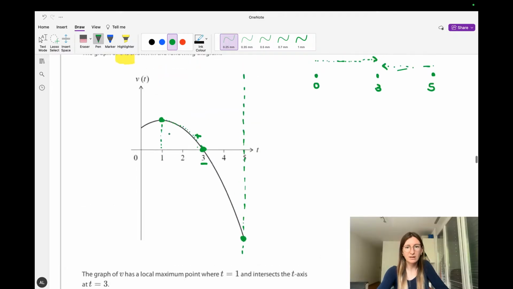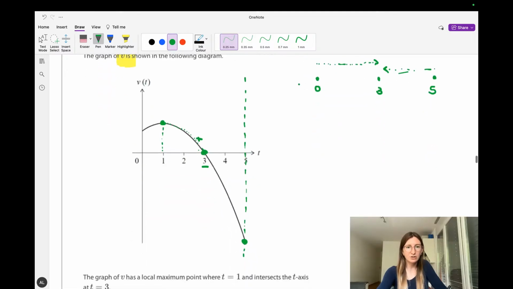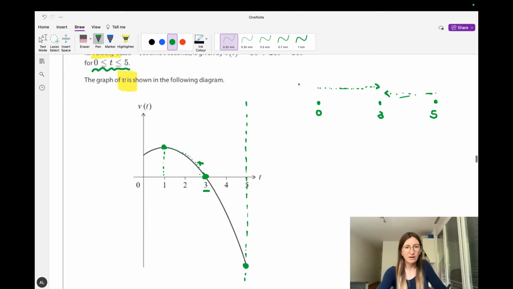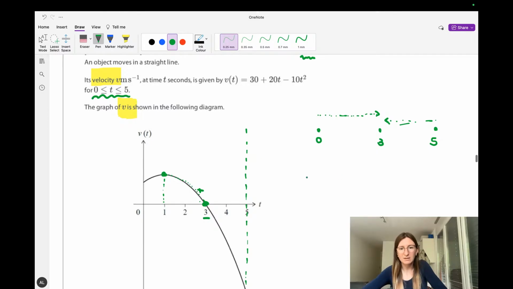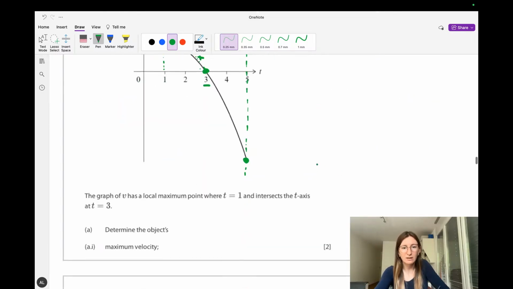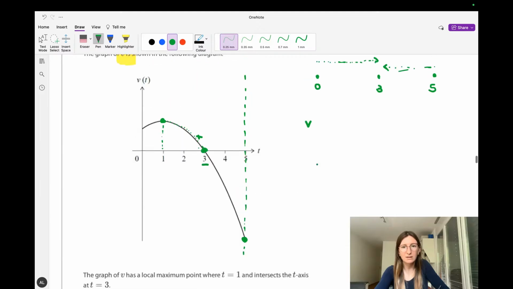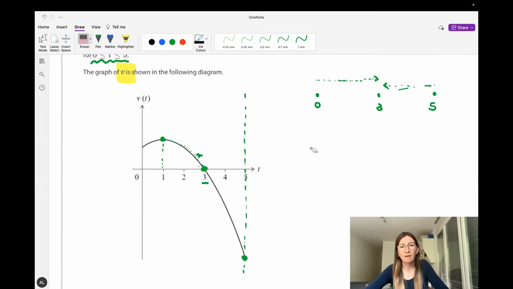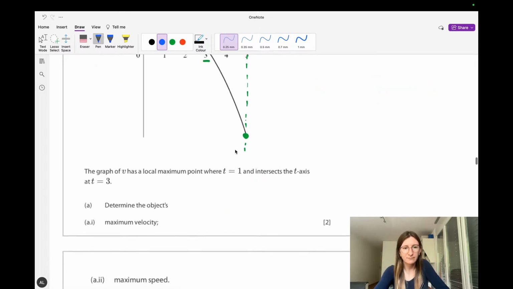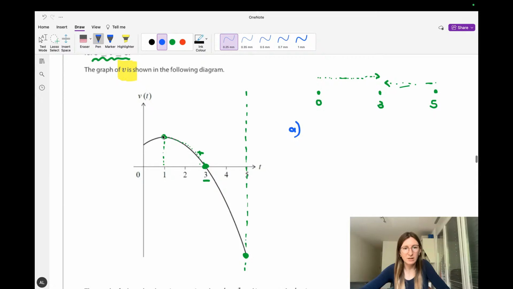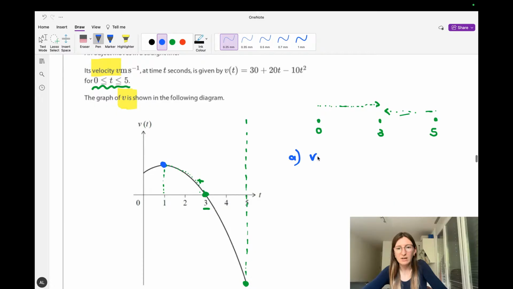So if I want to do that, this is paper 1, so I don't have a calculator to check that. I need to figure out where this graph has a maximum. So shall I write that next to it? There isn't a lot of space. I'll write it here and then just label it. So that was question A. Okay, so maximum velocity is going to be at this point. That's the highest point. So if we write our function, v of t equals 30 plus 20t minus 10t squared.